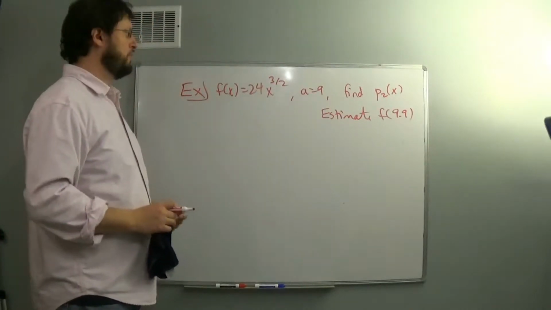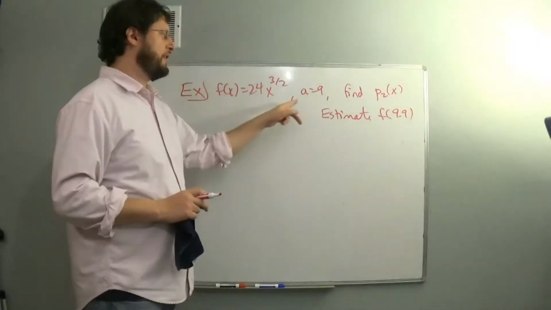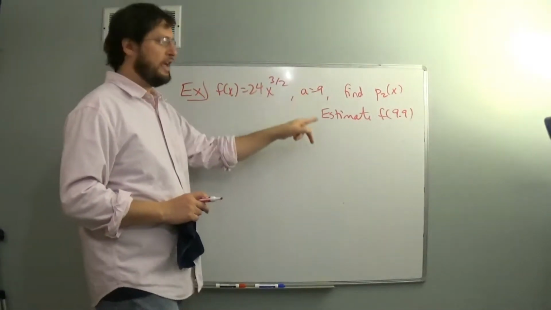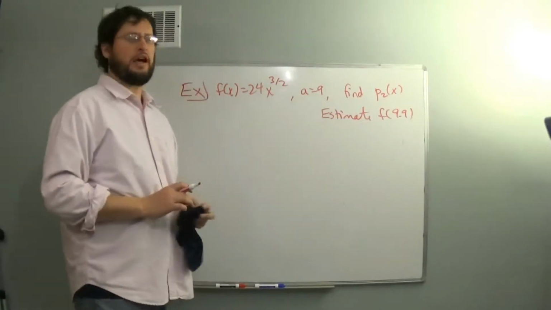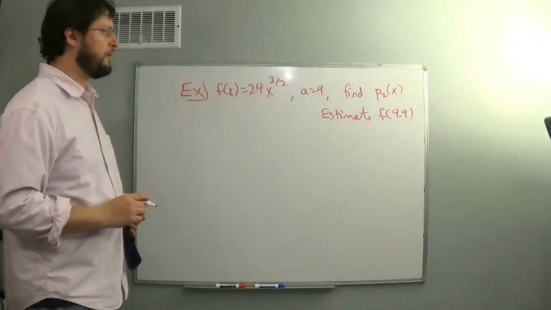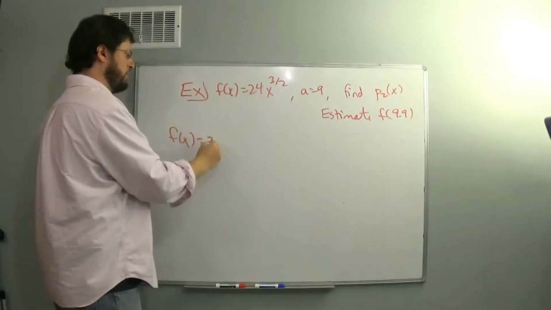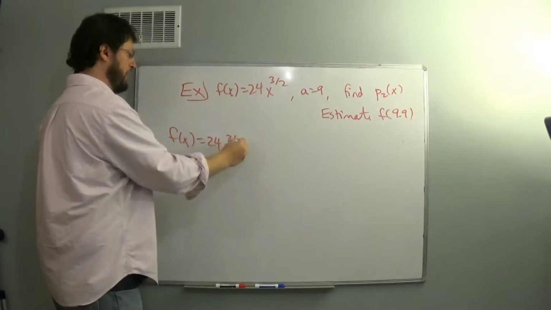In this example, we will find the second degree Taylor polynomial for the given function centered at a equal to 9 and use it to estimate the function value at 9.9. Since I'm looking for the second degree Taylor polynomial, we need two derivatives. So the function is 24 x to the 3 halves.